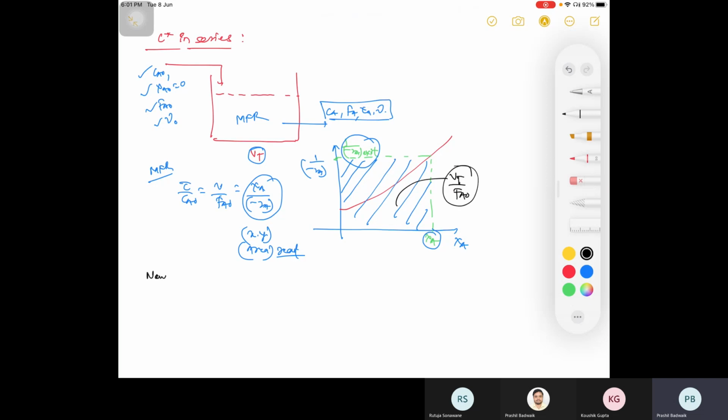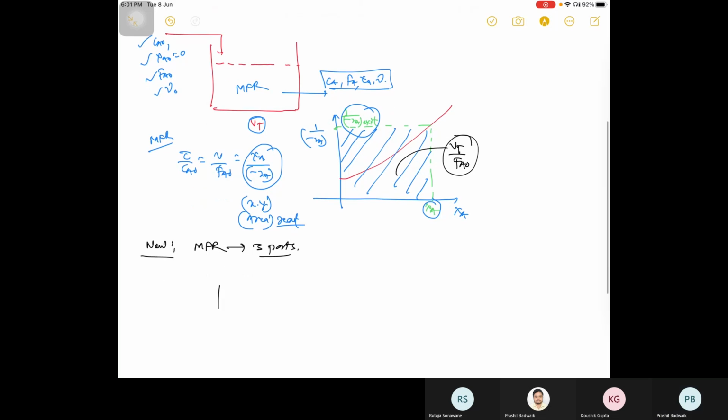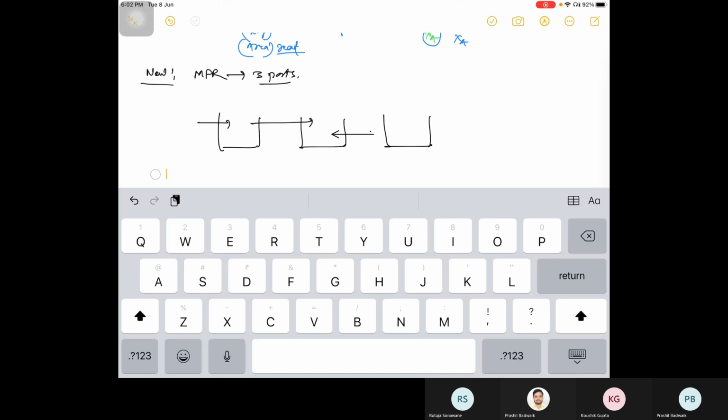Now what I am doing is I am dividing this MFR into three parts. Okay, this is one, this is second, this is your third one. Okay, so this is input, this is your output, then input, this.